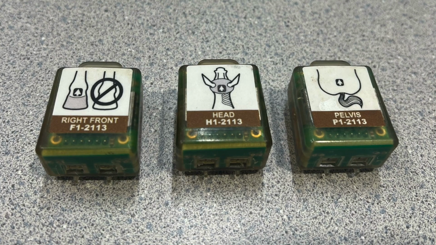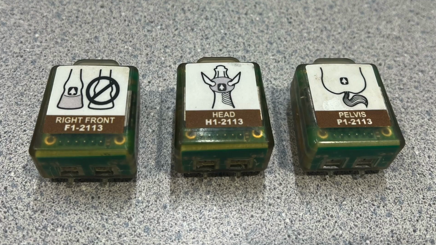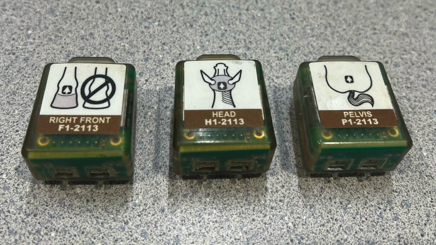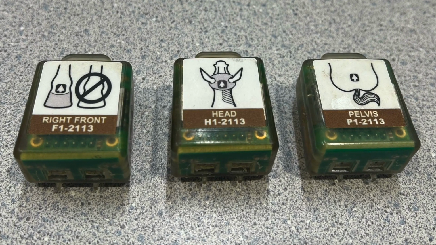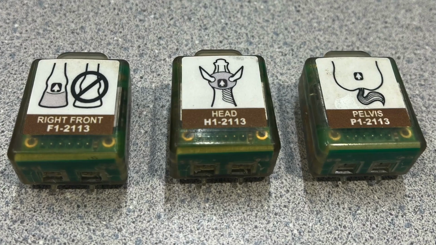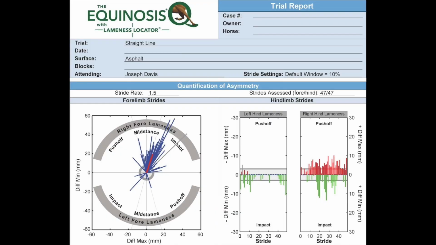Systems like the Lameness Locator use 2 single-axis accelerometers, one on the head and one on the sacrum, and 1 gyroscope on the right forelimb. Because of the 3-sensor configuration, analysis can only be performed at the trot. The resulting analysis shows forelimb and hindlimb lameness separately.